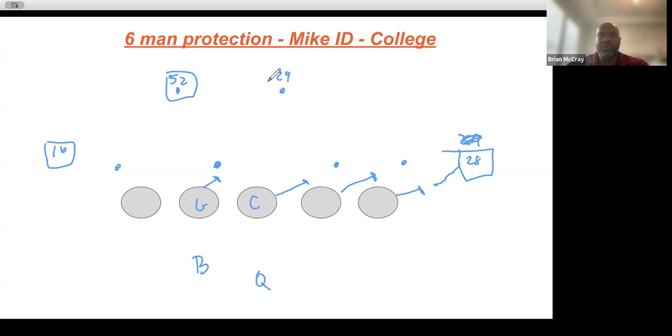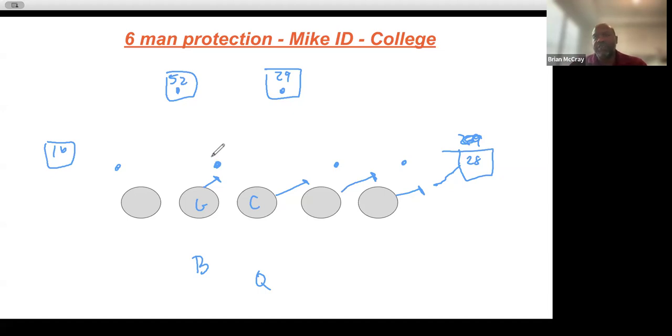So again, my responsibility now comes 29, 52, and 16 for the back. All he has to do is look for 29. If 29 comes, then I'm taking him. If 52 comes, then I'm taking him, and it's 16. If they send all three, then we're all in trouble anyways. But again, that's how the Mike ID would look based on the look.